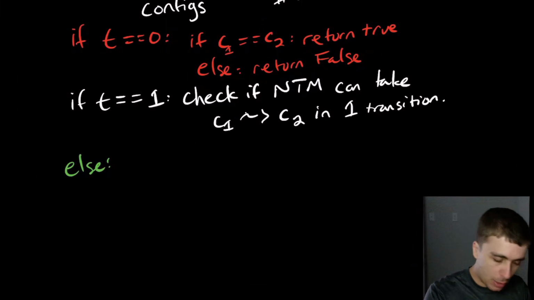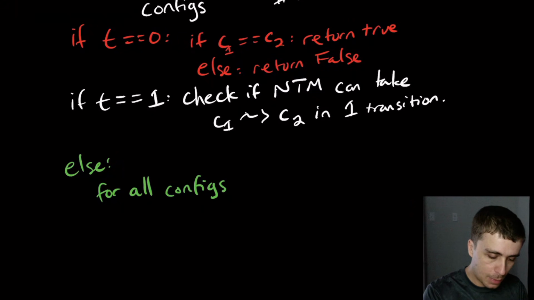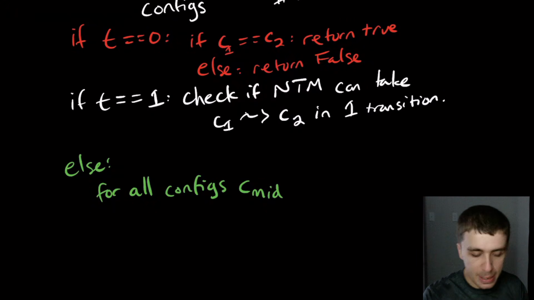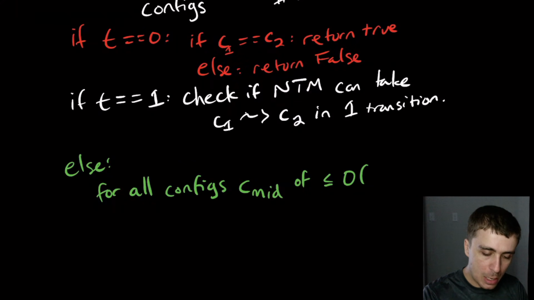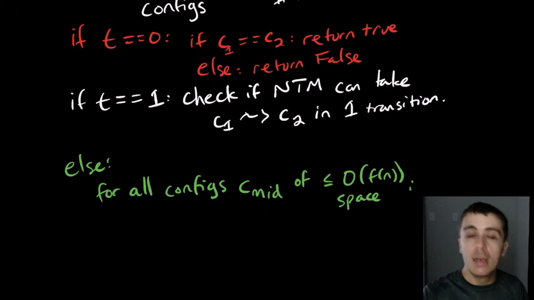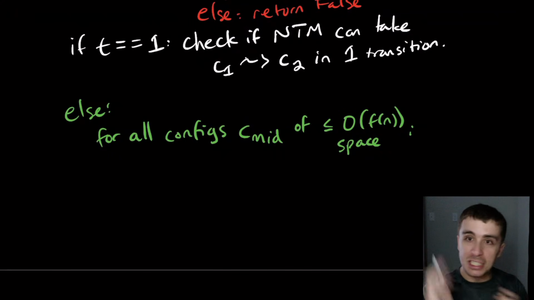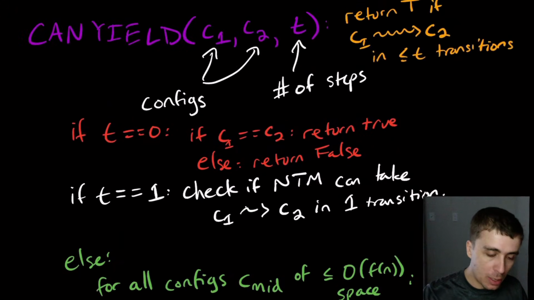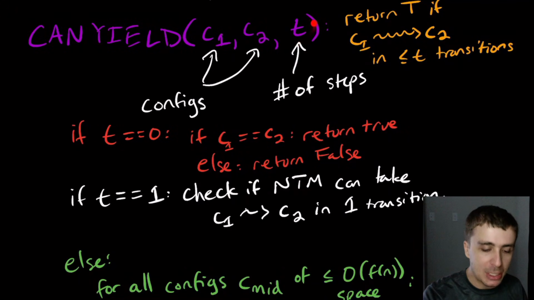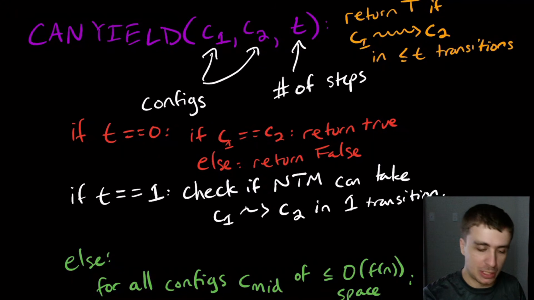So that's what we're going to do. So for all configurations, I'm going to call it C mid, of at most big O of f of n space. Then what we're going to do is to figure out, can C1 get to this middle one in half that budget of transitions? Can we get to there with T over 2 transitions?